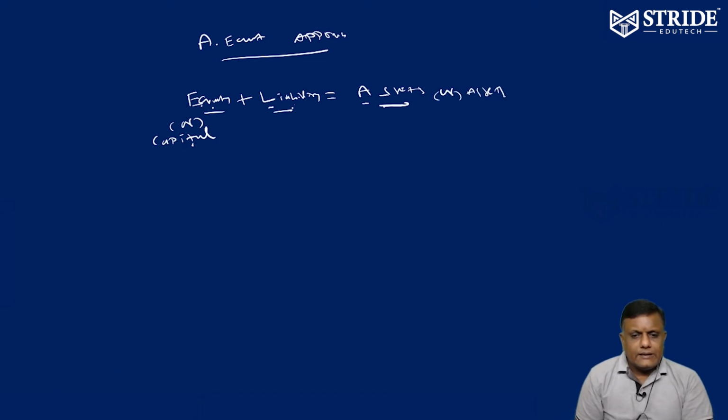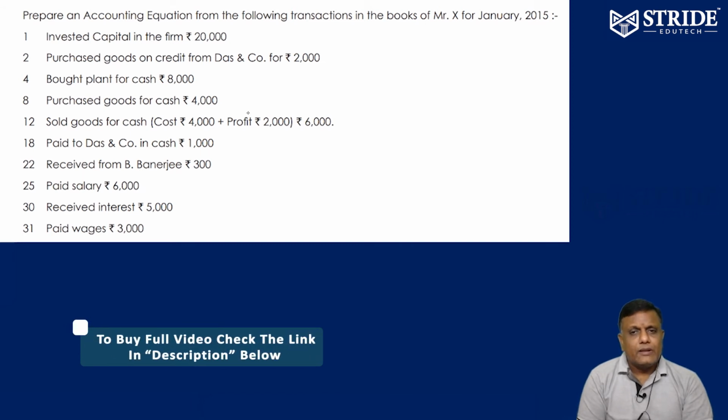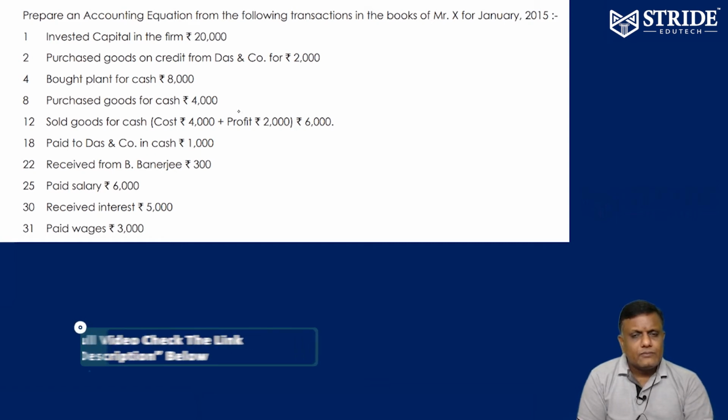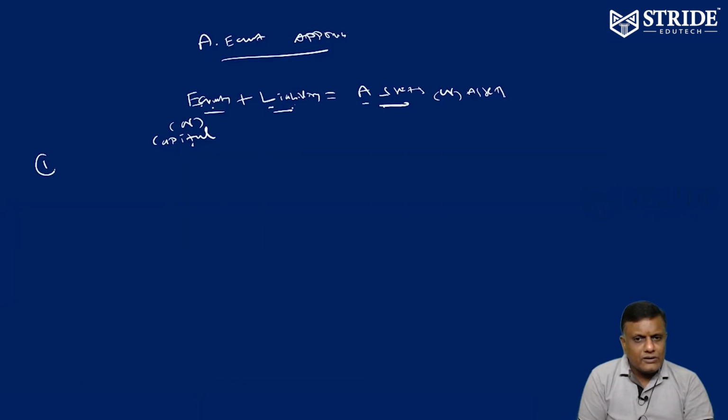Right. Let's see one by one. First one: invested capital in the firm 20,000. Now what are the two elements involved here? Cash comes into the business, plus capital by the proprietor. There are two elements: one is cash, another one is capital. Cash comes in, contributed by the proprietor's capital. Amount 20,000.